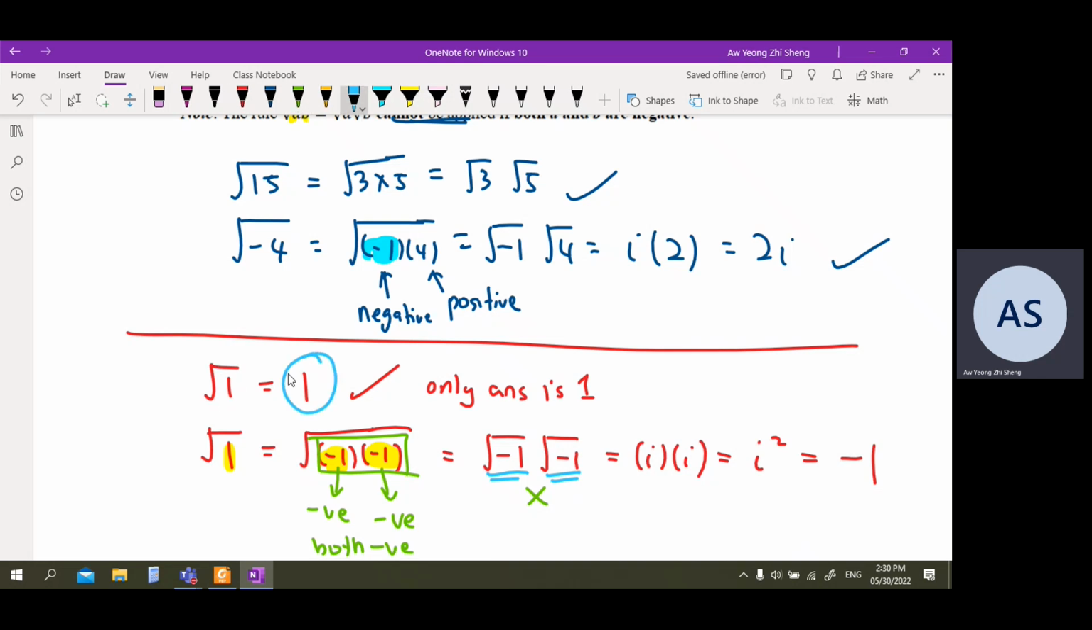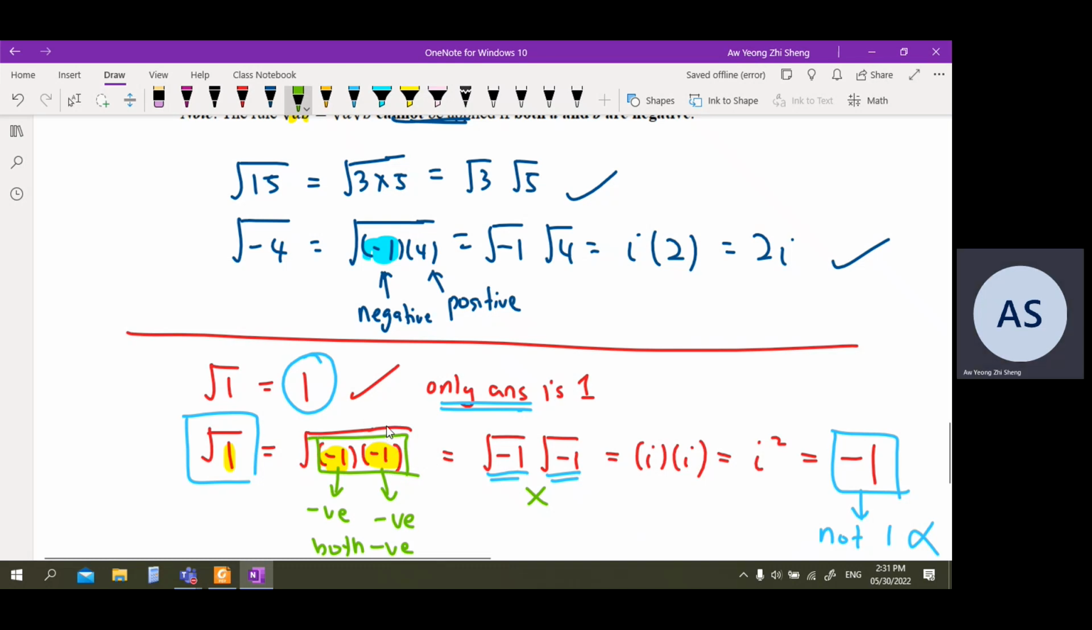We know that the square root of 1 must be 1. It is the only answer. Now we get a different answer. We have the same question to begin with. The question is surd of 1, but you end up getting a different answer. This is not 1, therefore it is wrong. And this is wrong because we made a mistake in the middle.